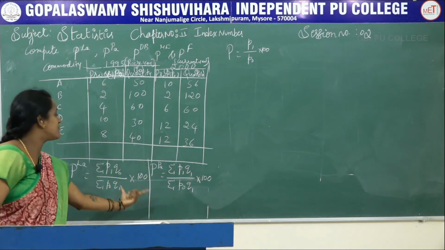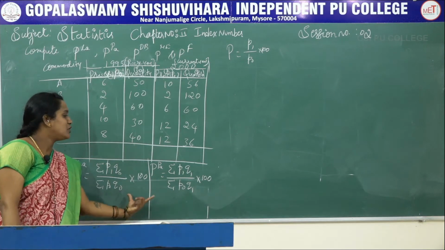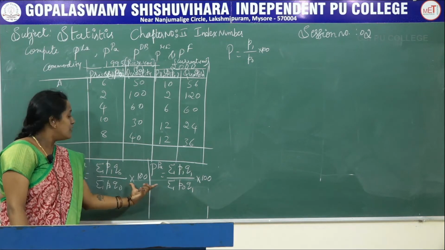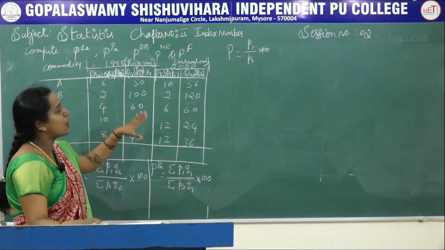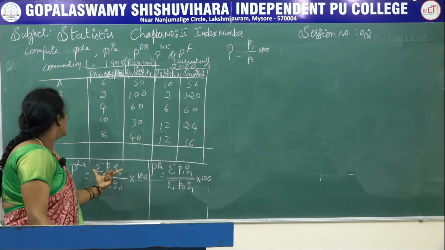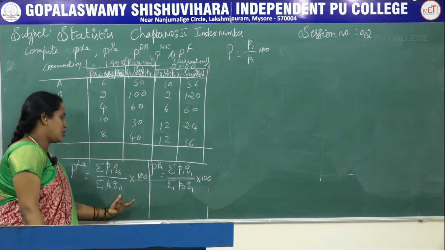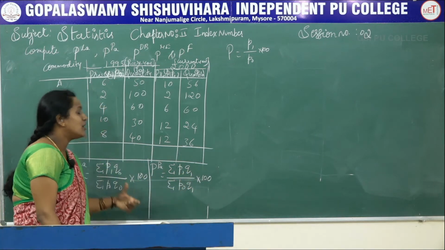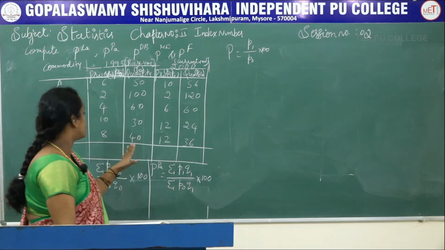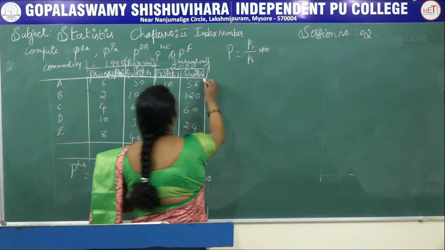This is the major difference between Laspeyres and Paasche. After using these two formulas, we can work out the next three formulas. In Laspeyres it is P1 Q0 over P0 Q0, and for Paasche this is P1 Q1 by P0 Q0. Now the task is to find the product of these four values.